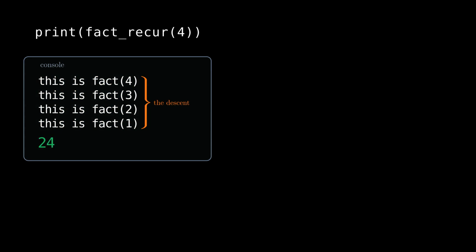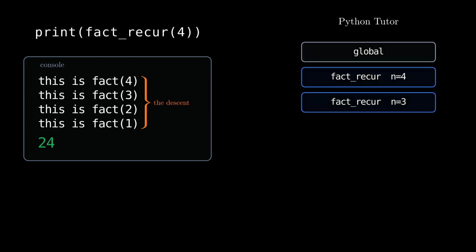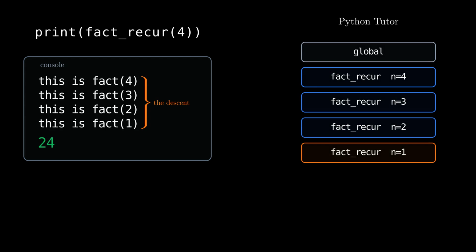Then a single value appears, 24. The prints record the descent. The returned value is the whole unwind, collapsed into one number. Python Tutor shows the same picture. Frames for n equal to 4, 3, 2, and 1 all open at once, then values returning back up the chain to the original call.